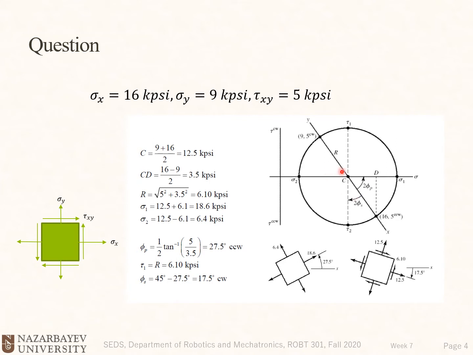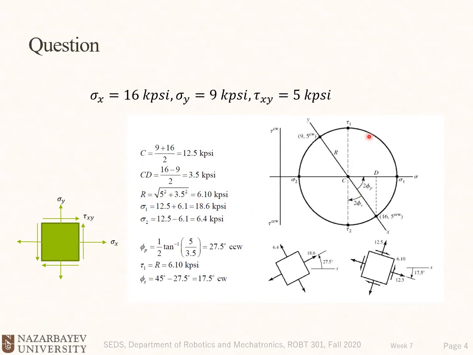Now we need to find R, the radius of our circle. The radius of the circle could be easily calculated by having CD and tau. So we have this right triangle here, and with this right triangle we could find the radius of the circle. So R will be the square root of 5 squared plus 3.5 squared, and is equal to 6.1.